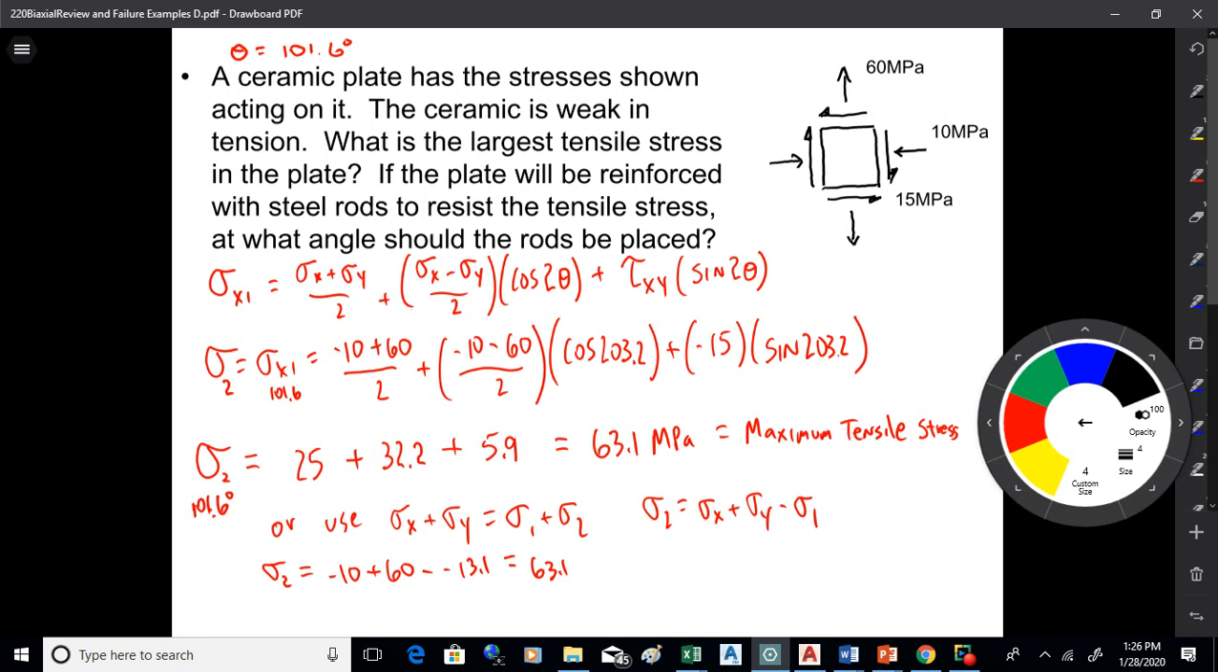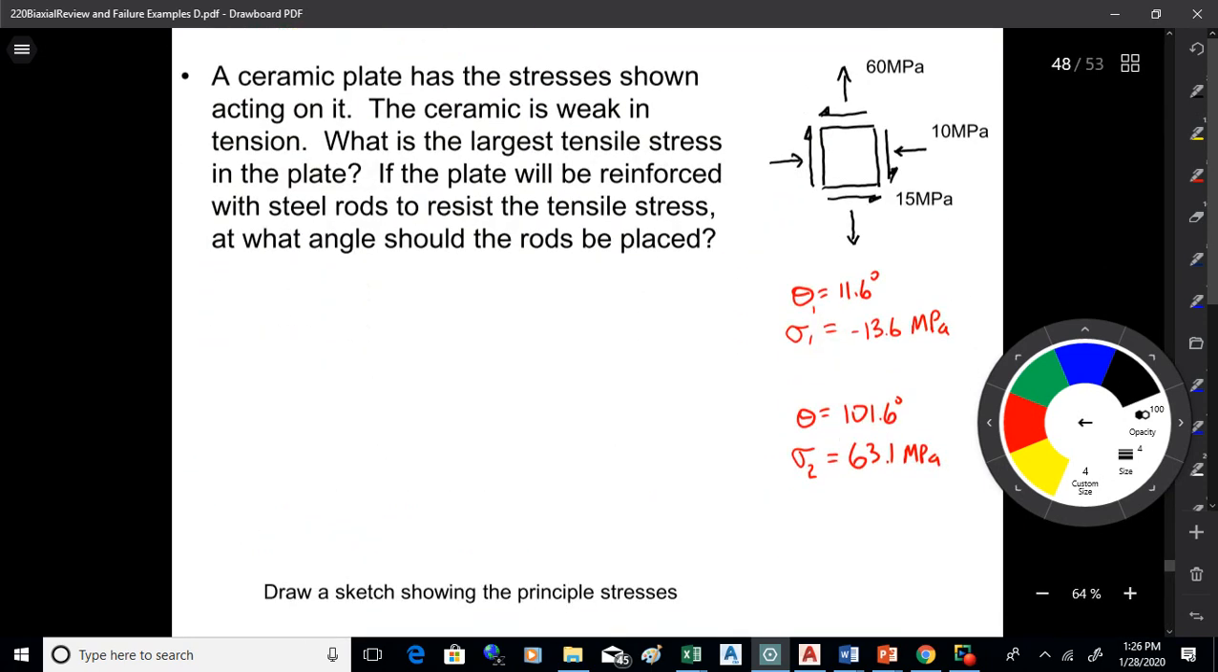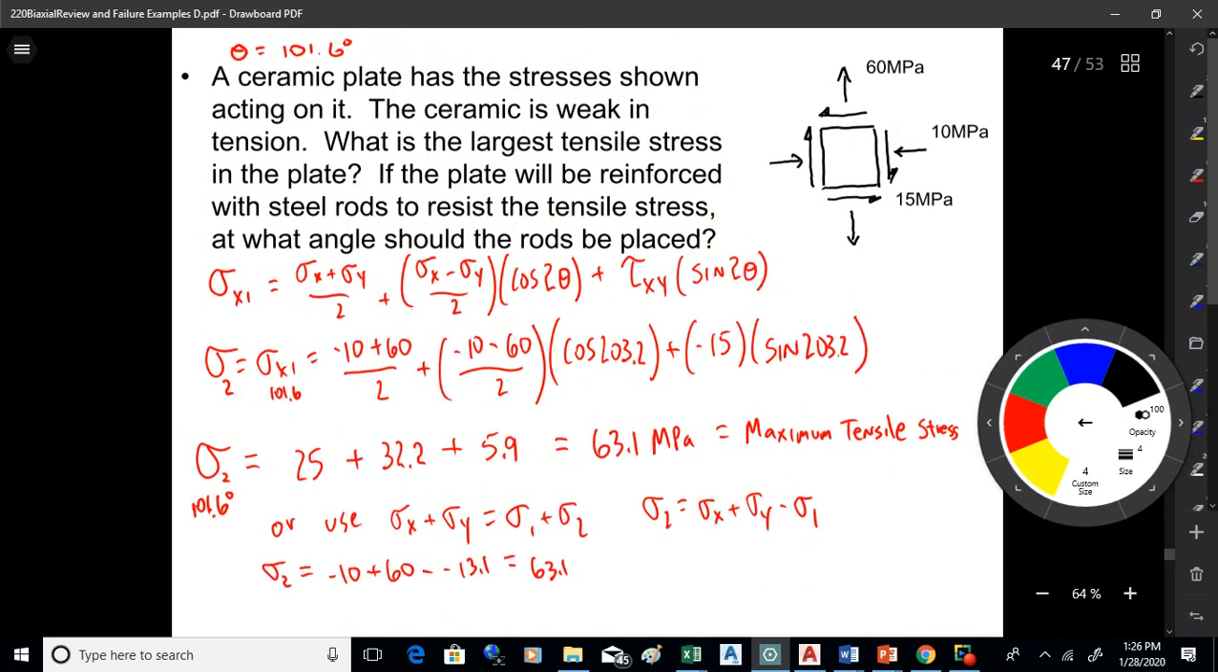So what we've just done, we found the angles at which the principal stresses act, and then we found also what they are. So why don't you draw a sketch that shows these principal stresses, how they're oriented.